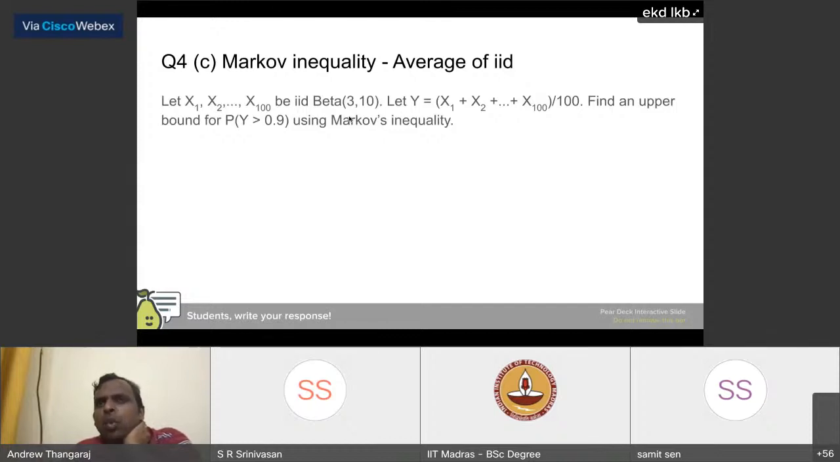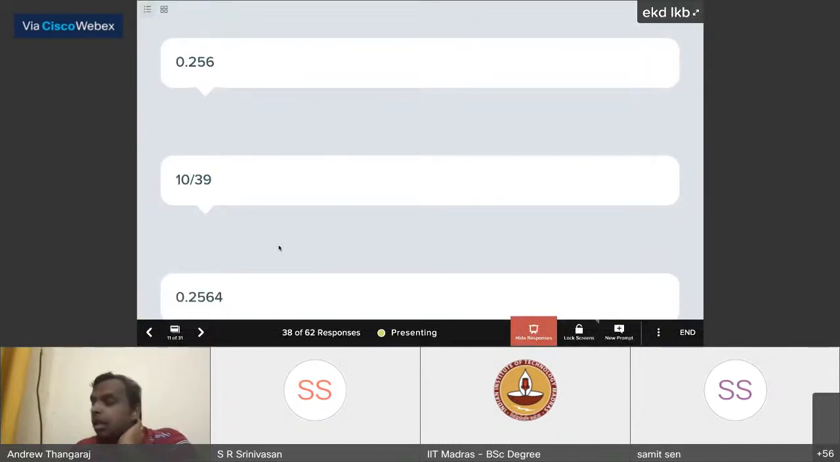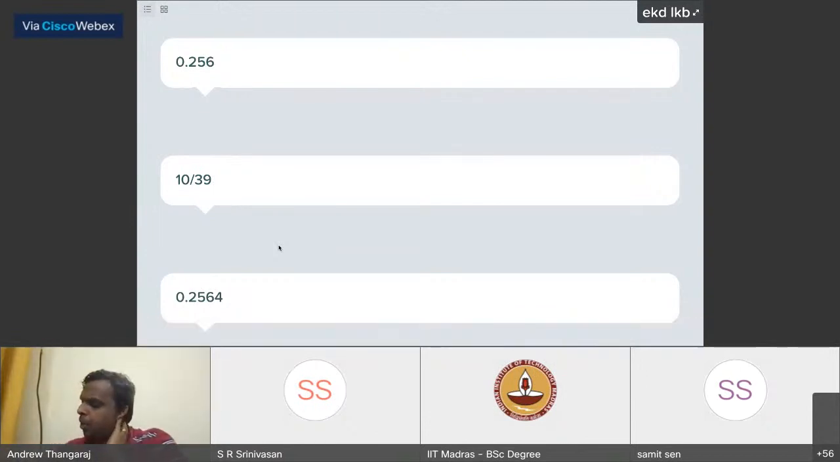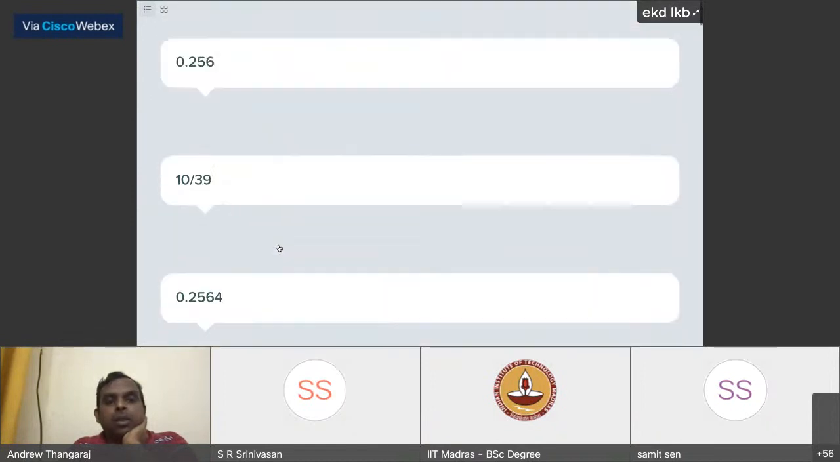It varies wildly as alpha and beta change. Okay, so anyway, let's see the solution. 0.256 seems to be a popular one. Yeah, 0.2564, 10 by 39. That's correct. Okay, so it's quite simple.